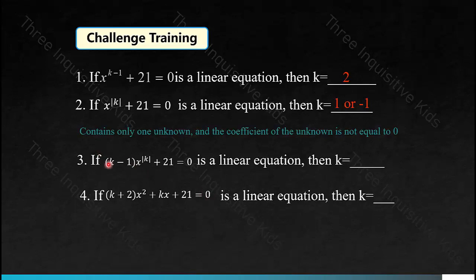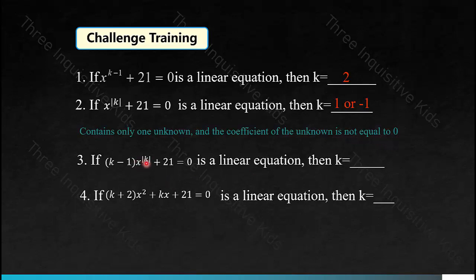If (k minus 1) times x to the absolute value of k power plus 21 is equal to 0, then what does k equal? This has another step compared to the previous problem. Here, x has a coefficient. Remember, the coefficient of the variable is not equal to 0. So let's see.